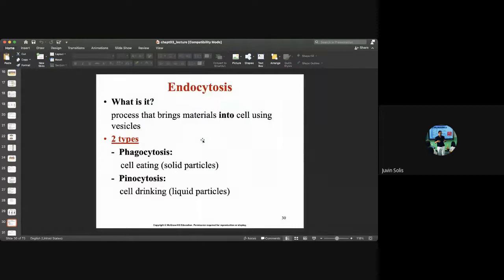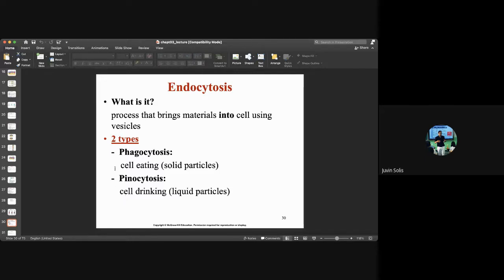Now let's go here. Let's talk now about your endocytosis. Now, what is endocytosis? Endo means inside. Okay, so endocytosis is the process that brings material inside the cell using vesicles. Remember, we've talked already about vesicles a while ago. So we have two types of endocytosis. The first one is your phagocytosis. The next one is your pinocytosis.